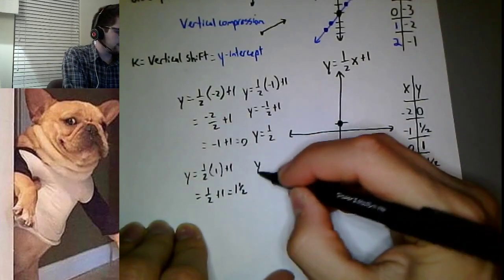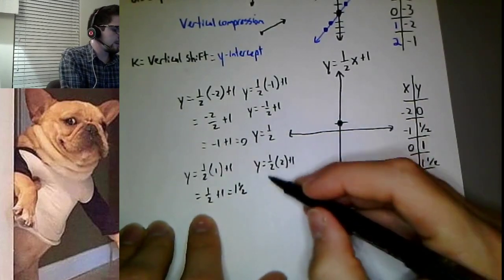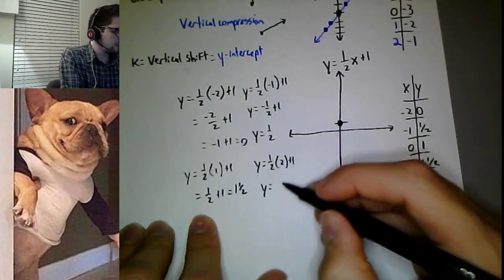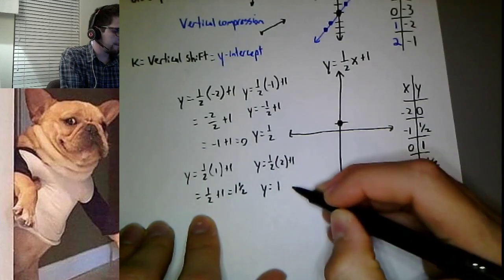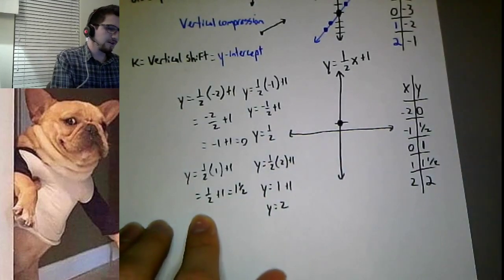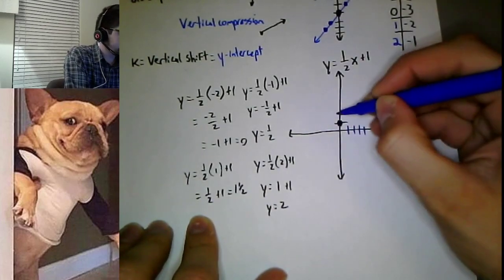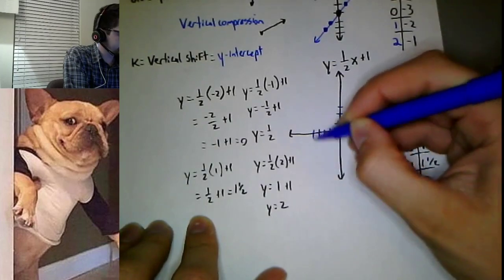If I plug in a 2, y equals 1 half times 2 plus 1. 1 half times 2 gives me 1, plus 1, y equals 2. So there are my 5 points. Let me make some markings so I have some room.